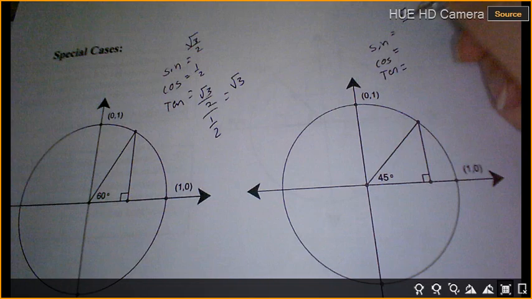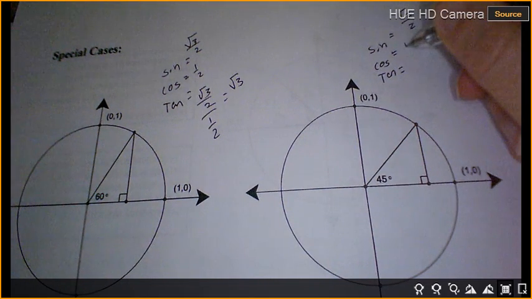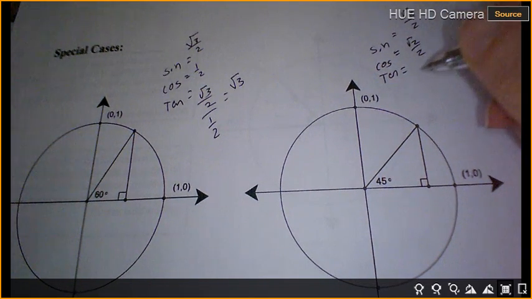And then what's the sine, cosine, and tangent of 45 degrees? Is your sine, and your cosine is? Correct. And then your tangent is? 1.